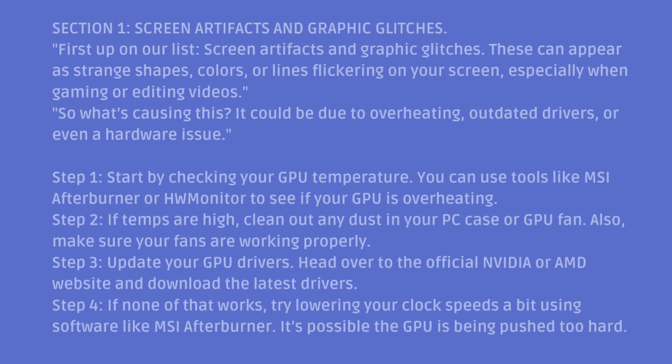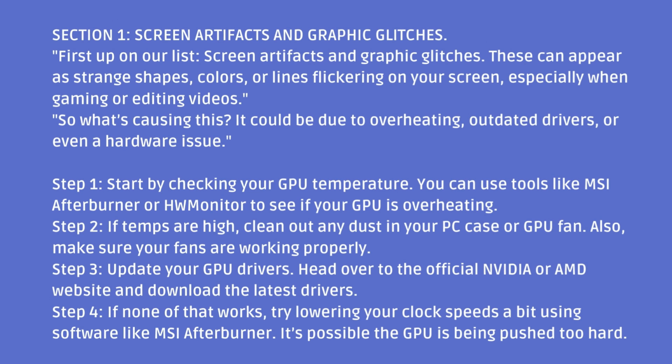Let's jump in. Section 1, Screen Artifacts and Graphic Glitches. First up on our list, screen artifacts and graphic glitches. These can appear as strange shapes, colors, or lines flickering on your screen, especially when gaming or editing videos. So, what's causing this? It could be due to overheating, outdated drivers, or even a hardware issue.